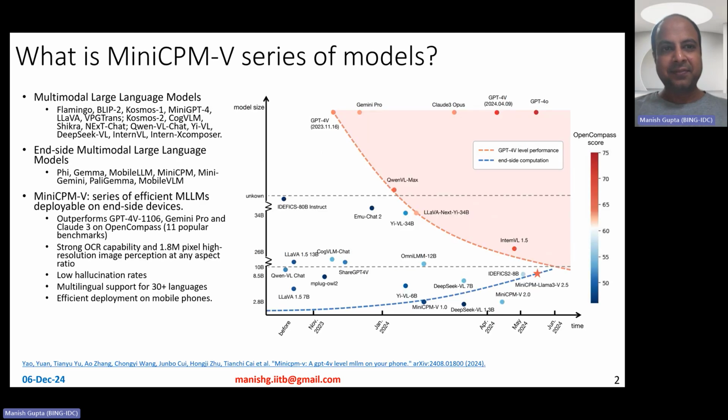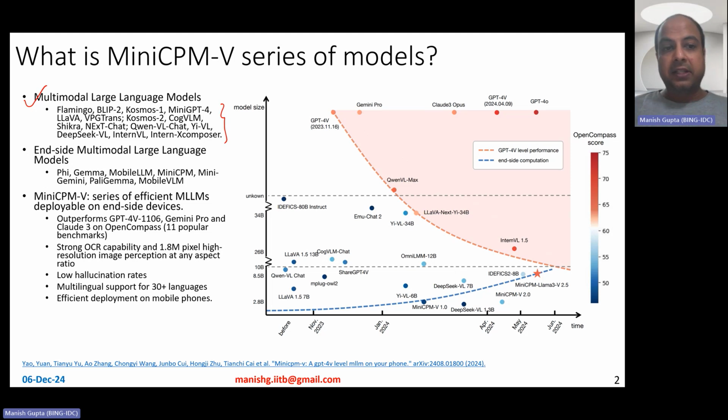So let's get started. What is the MiniCPM-V series of models? It turns out that they released multiple models as part of their series, but what is it and where does it fit in the entire landscape? Just to call out, there have been several multimodal large language models which have come up recently, in the past 1 or 2 years, starting from Flamingo, BLIP-2, Kosmos-1, Kosmos-2, MiniGPT-4, LLaVA, several of them that are named here. I won't name all of them, but they're all present here.